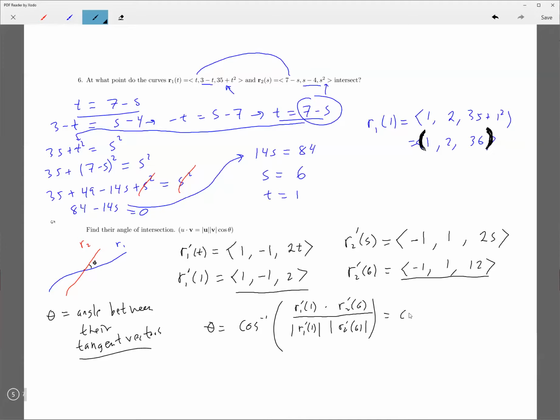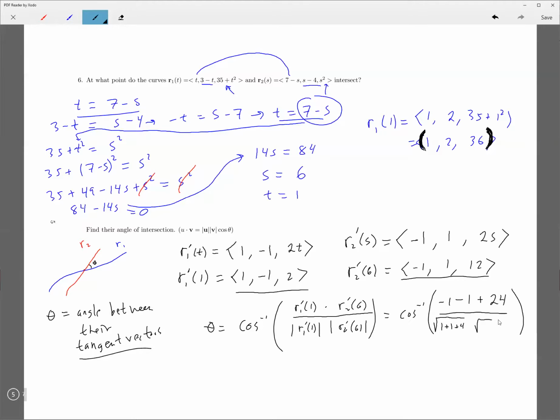Okay, so what's the dot product of these two vectors? The dot product of this one and that one. So the first ones multiplied together give -1, and then you have -1 times 1, so that's another -1, and then the last one is 24. Yes, 24, great. And then the denominator, you're going to have the square root of 1 squared plus 1 squared and 4 squared, right?